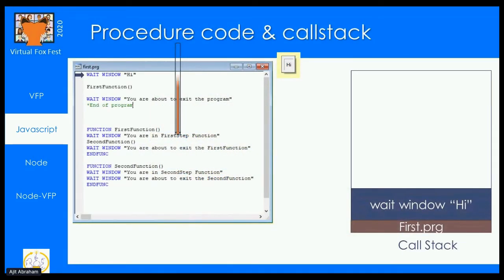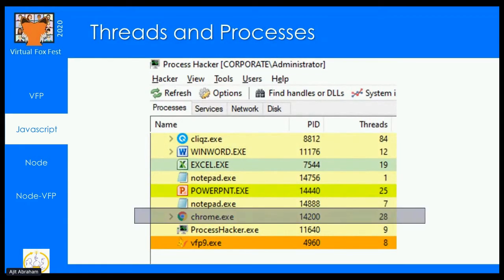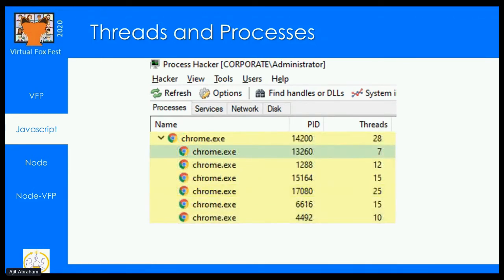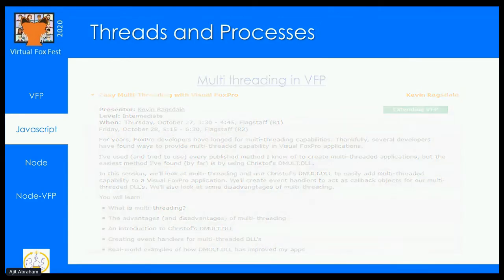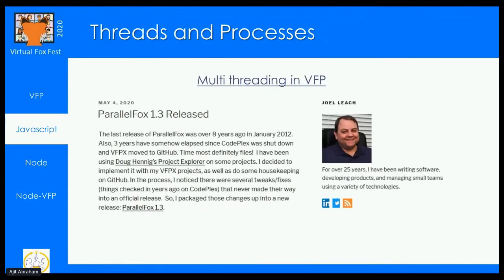A process can have multiple threads as we have seen before, but a process can also launch itself again as a child. Look at the Chrome browser process. Whenever we open a new tab in Chrome, instead of a new thread, Chrome launches another child process of itself. So this is just another way of making the user experience smooth. By the way, as a side note, multi-threading can be achieved in FoxPro too. Look at the presentation given by Kevin at a Southwest Fox conference a few years back, and also have a look at Joel's Parallel Fox.